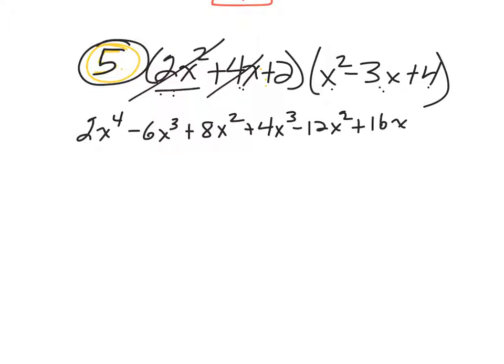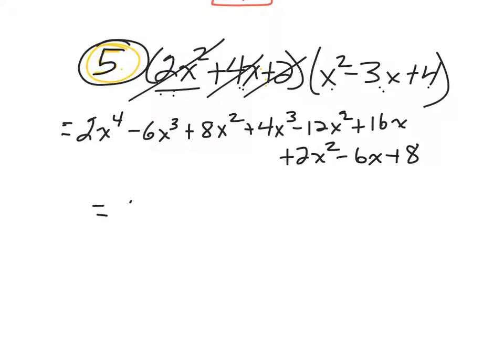2 times x squared is 2x squared. 2 times negative 3x is negative 6x. 2 times 4 is 8. Done with the 2. Done distributing. Now we'll combine like terms.